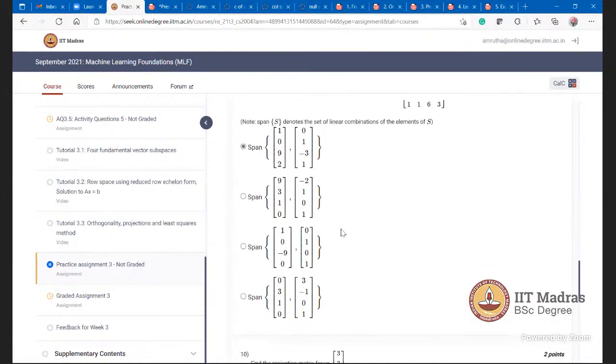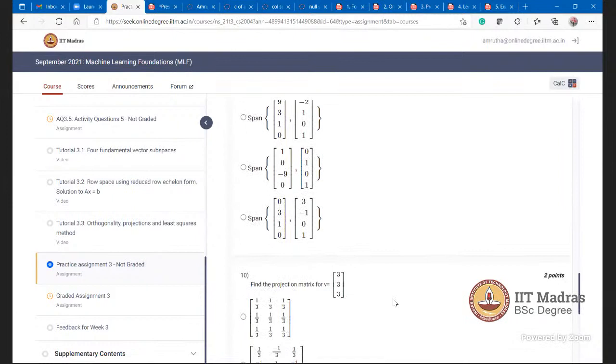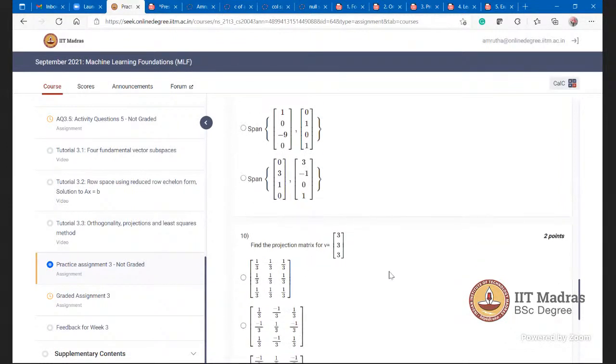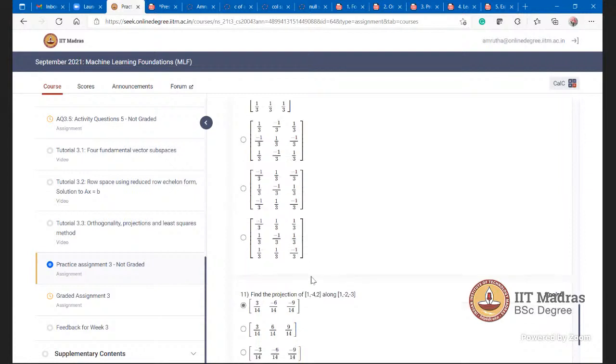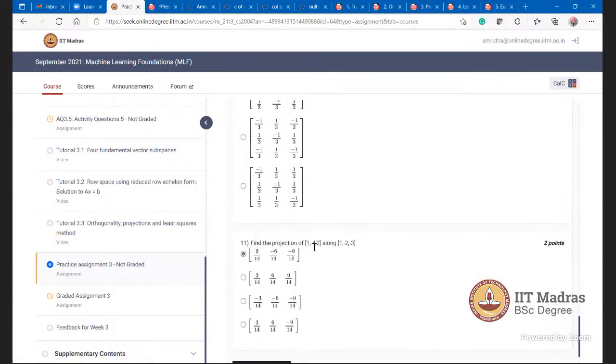I hope you understood how we form this one and find the projection matrix for V. It is very simple. I already provided it in our lectures. We have to find V transpose V, then V into V transpose by that. When you do so, this is the matrix you will get: 1 by 3, 1 by 3, all 1 by 3. And finally, find the projection of the vector along the other vector. So for this projection, let me calculate.